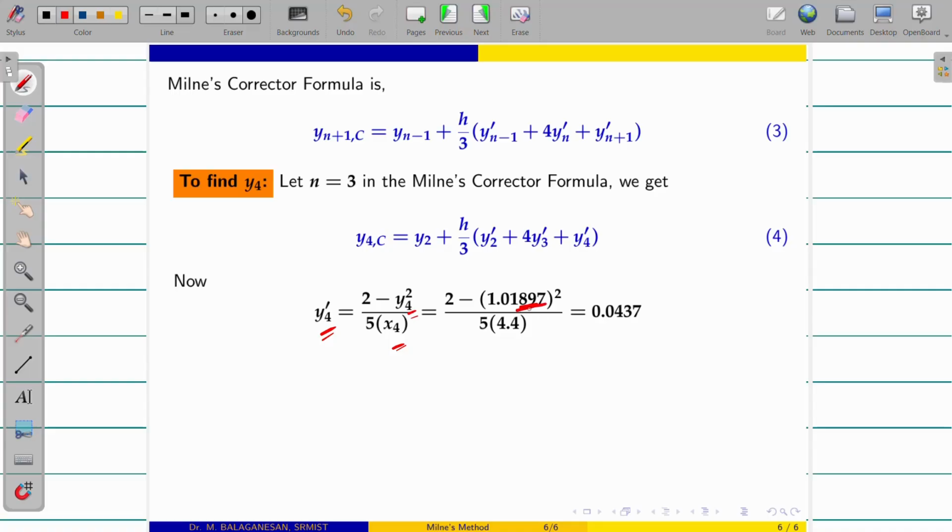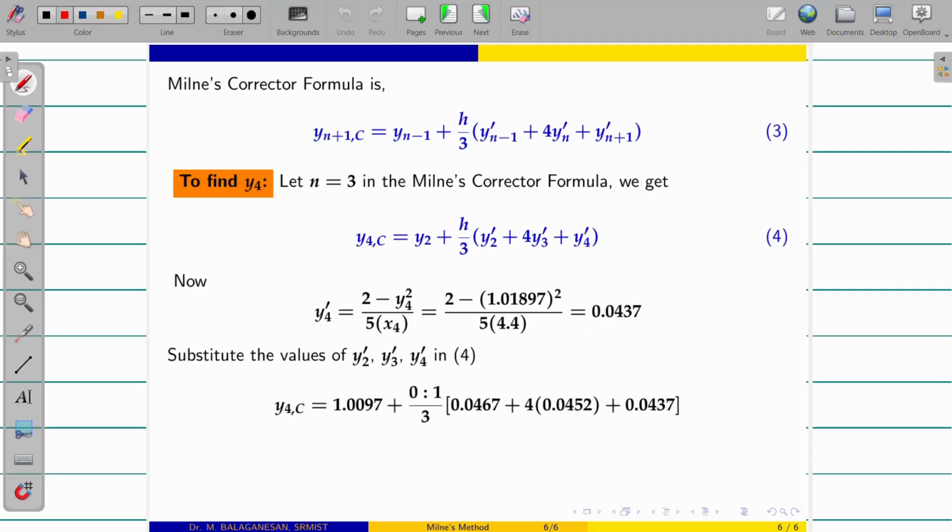So we are applying the y4 value here. X4 is 4.4. We can get the y4 dash value. Substitute in the formula: y2 we can choose from the initial condition, and y2 dash already we found, y3 dash already we found, y4 dash we just found. Substitute everything here to get the answer using Milne's corrector formula. So this is the formula.